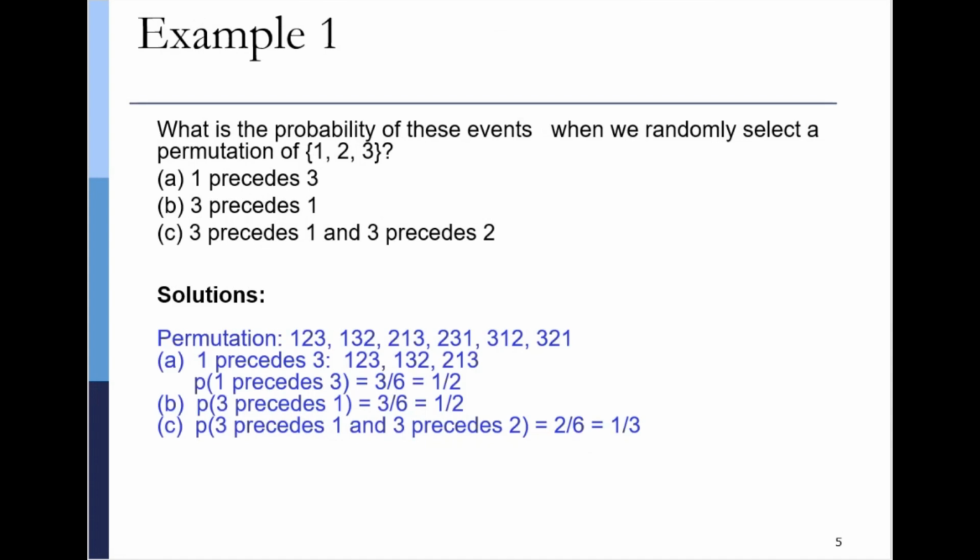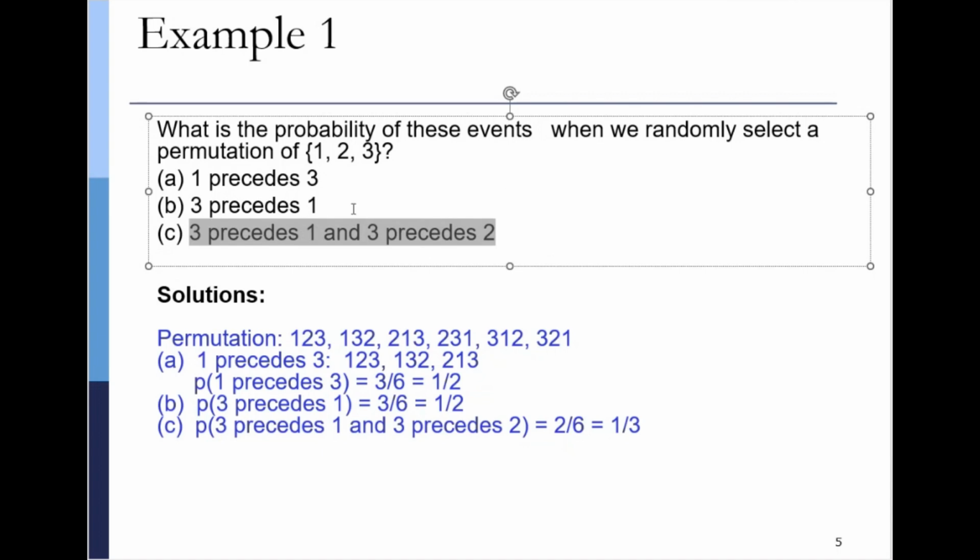The answers are already there. But the question is, do you know how you get the answer? What is the probability of these events when we randomly select a permutation of 1, 2, 3? So events here refer to A, the event where 1 precedes 3. B, the event that 3 precedes 1. And then C, the event that 3 precedes 1 and 3 precedes 2. So what does this mean?